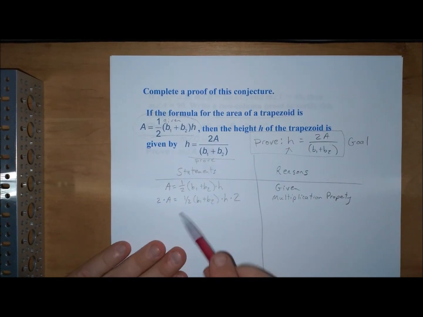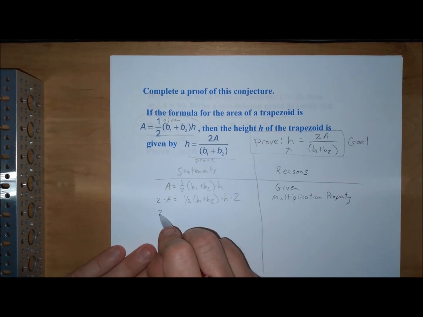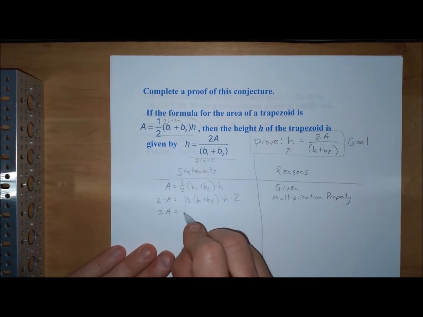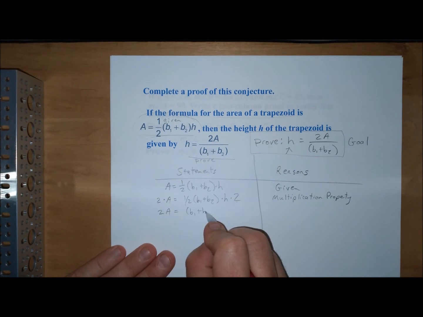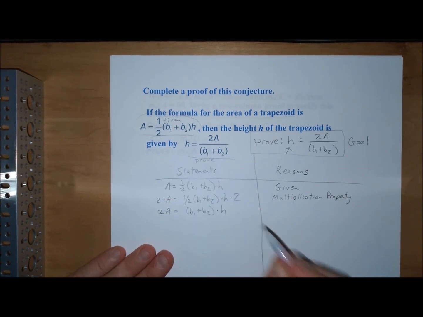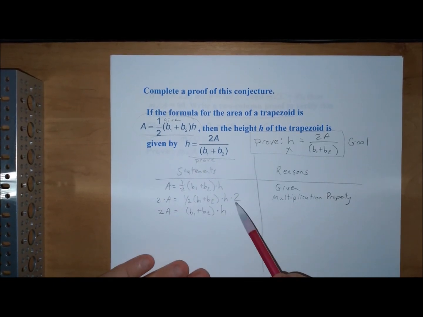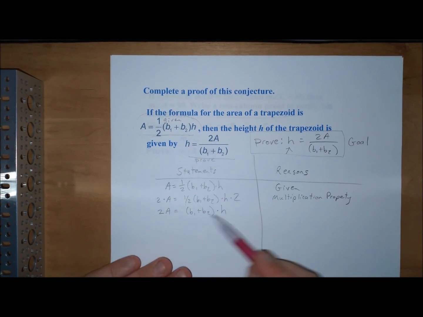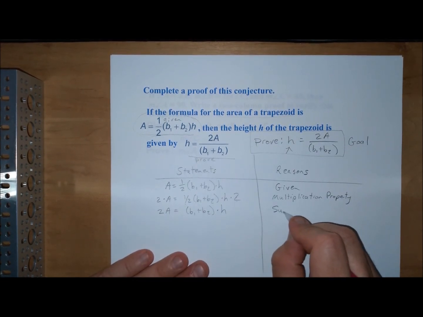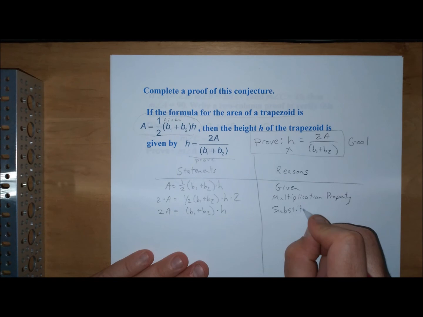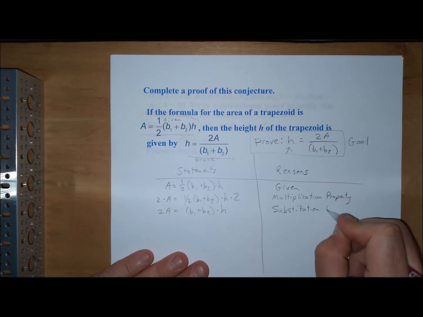And then you might recognize that 1/2 times 2 is just 1, right? So you might rewrite this as 2A equals B1 plus B2 times H. What did we do? We recognized that 2 times 1/2 is 1, so we substituted 1 in for it. We used our substitution property. Okay.